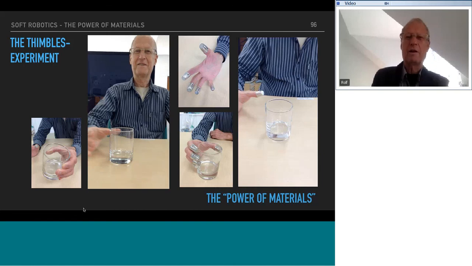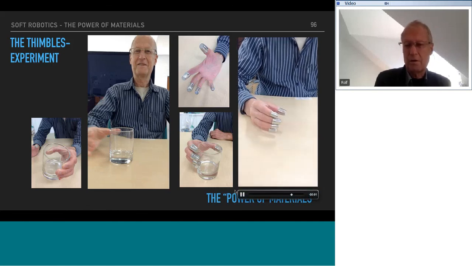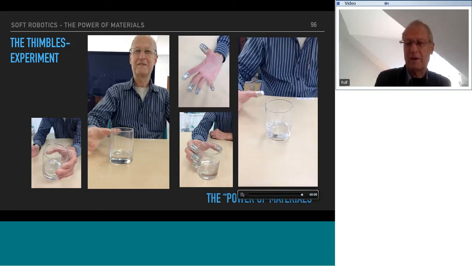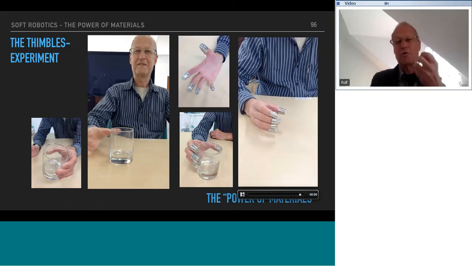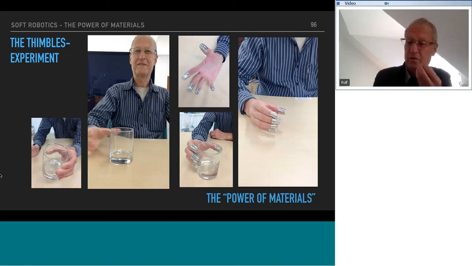It's very easy. Now, if you put thimbles, these things that you use for sewing, on all the fingers, and then you try to do the same. Now watch the lower right corner. This is what happens. Let me play it again. It's virtually impossible to grasp a glass like this. And then you start realizing what the materials do for you. And this is what we call the power of materials, or the power of soft materials.